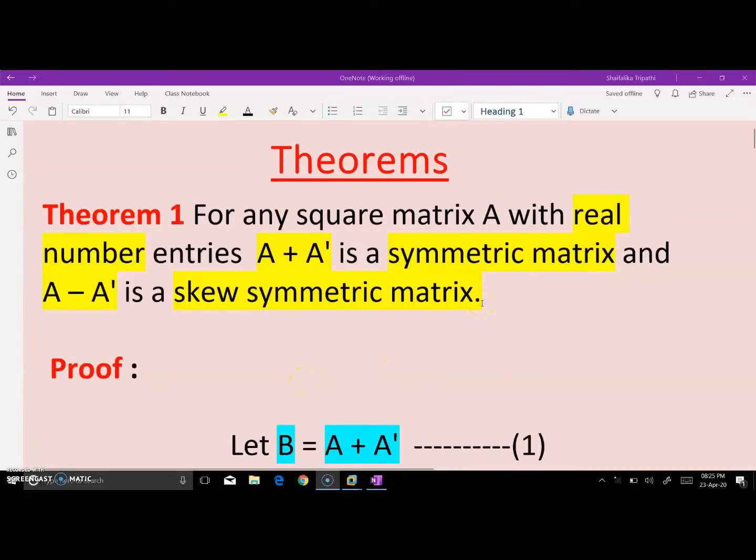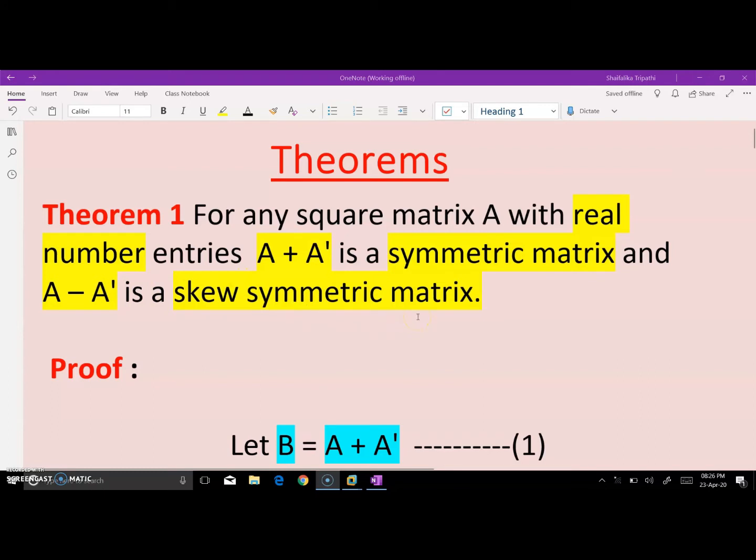So today we will discuss some very important theorems based on symmetric and skew symmetric matrix, right? So the first theorem is, for any square matrix A with real number entries, it should be a square matrix only, right? So for any square matrix A with real number entries, A plus A transpose is a symmetric matrix and A minus A transpose is a skew symmetric matrix.